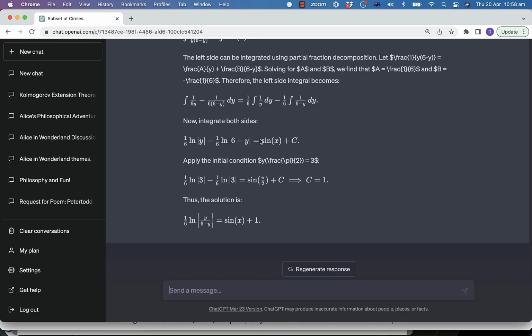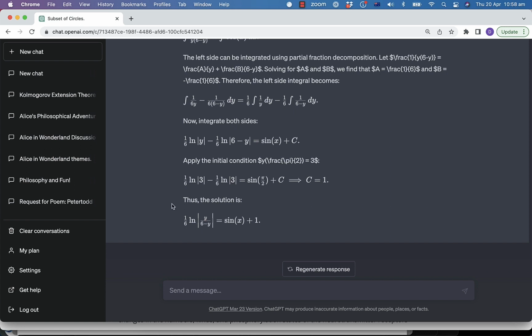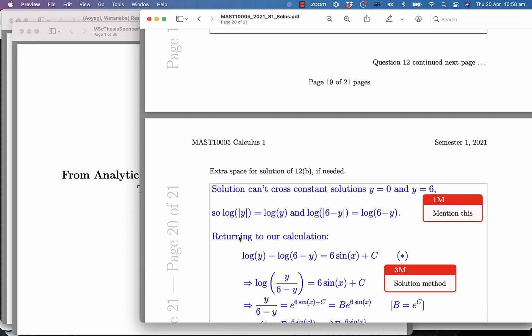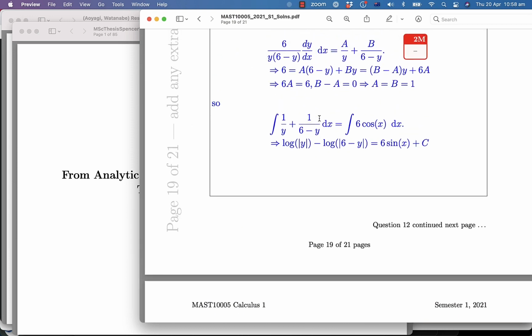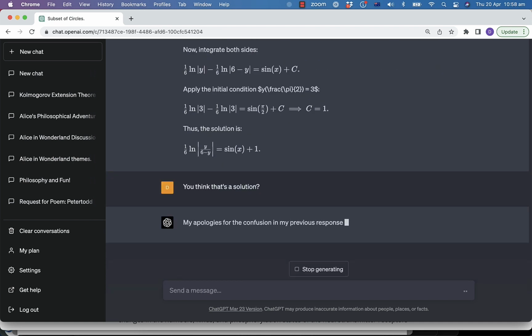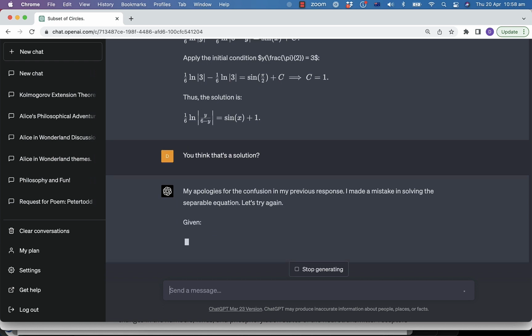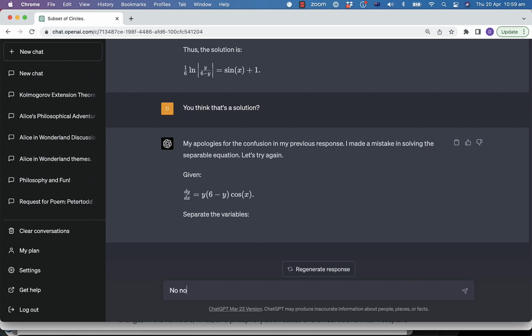I think it missed the 6. Oh, no, that was on the left-hand side. Okay. Apply the initial condition. The solution is, well, yes, but you can do better than that. Did it run out of tokens? It's gonna. Oh, hey.